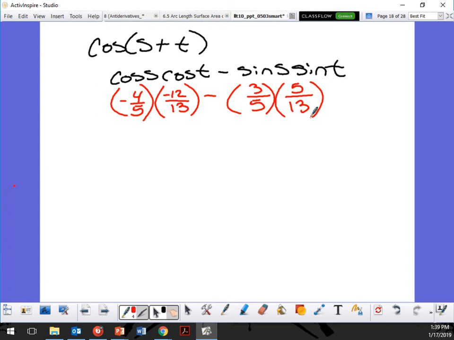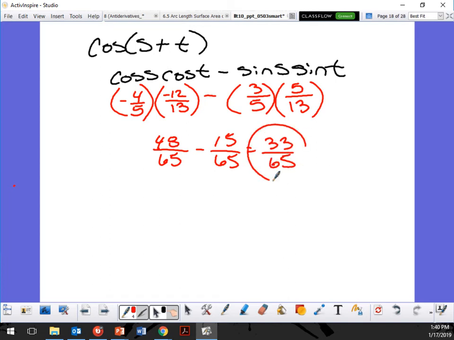Wait, that's a big number. Not really. You multiply it still, right? So negative times negative, positive 48 over 5 times 13 is 65, minus 15 over 65. Now, let's do the math. 48 minus 15 is going to give me 33 over 65. That's it. Oh, that's easy.